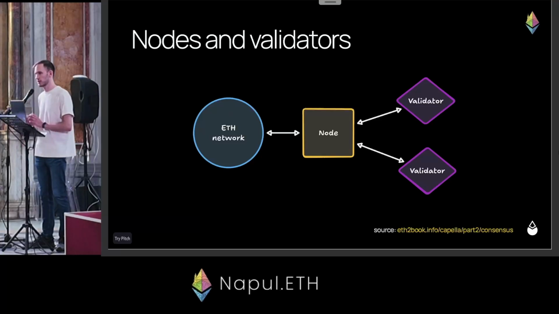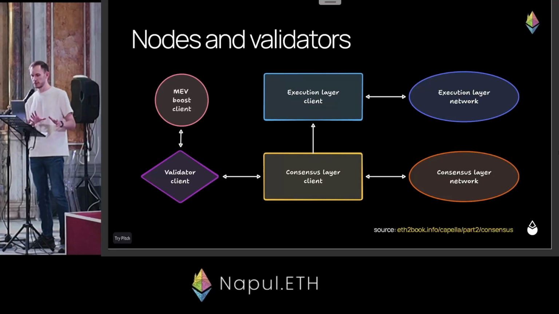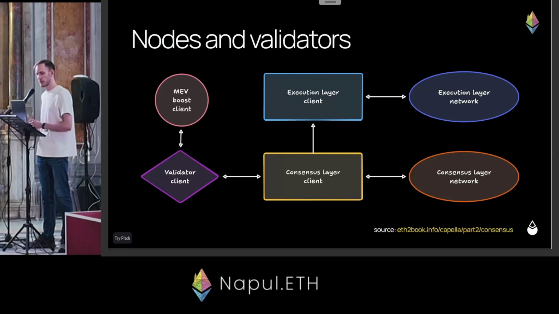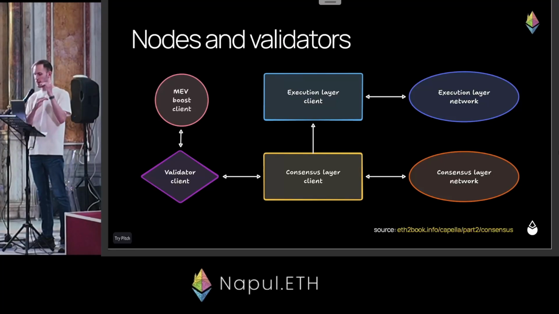It requires a connection to an Ethereum node, and the Ethereum node itself communicates with the rest of the network. A typical setup looks like this. Because, as you now know, Ethereum consists of two blockchains, validators have to be connected to the consensus layer client. The consensus layer client itself requires a connection to an execution layer client. And these two clients interact with their corresponding networks, the execution layer network and the consensus layer network respectively.